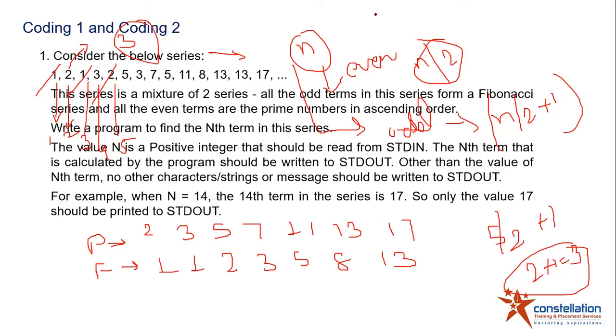One is going to be the Fibonacci series and the other is going to be the prime number generator, and then we will call it based on the thing.